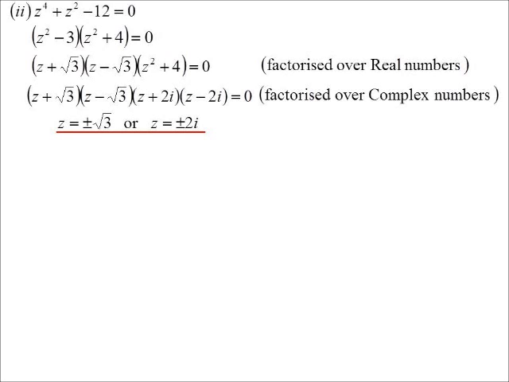And thus our equations. Of course, reality is, if this is an equation, I probably wouldn't bother with those factorisations because I could go straight to saying, well, z squared equals 3 or z squared equals minus 4 and go from there. But if it was a factorisation question, obviously we'd go that way.